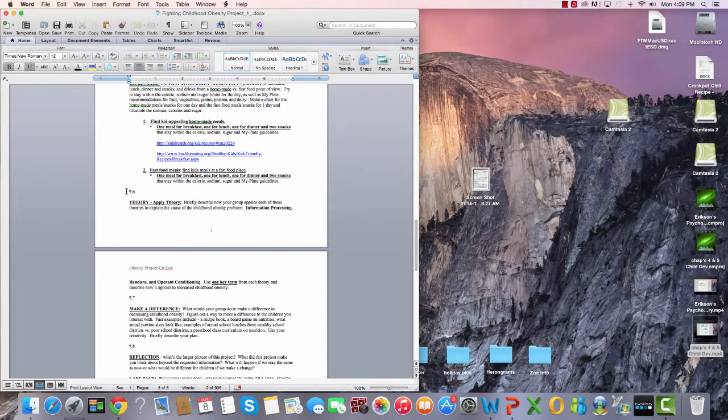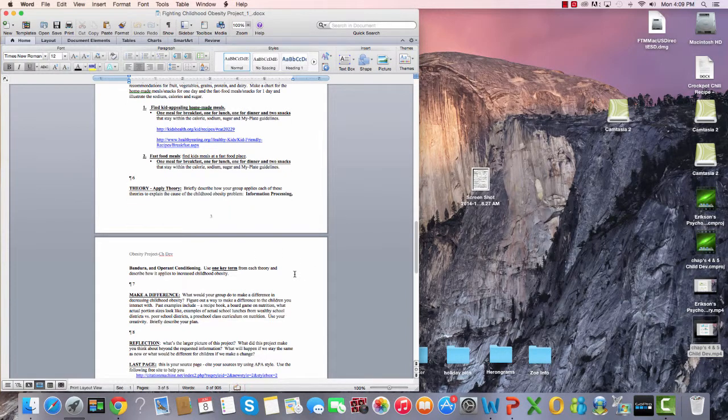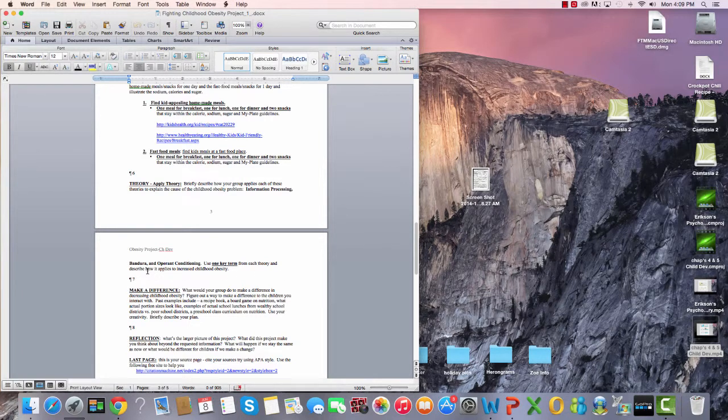Paragraph 6. Apply your theory. Use a key term from each of these theories: information processing, Bandura's theory, operant conditioning. Use 1 key term from each of those theories and describe how it applies to explain increased childhood obesity.